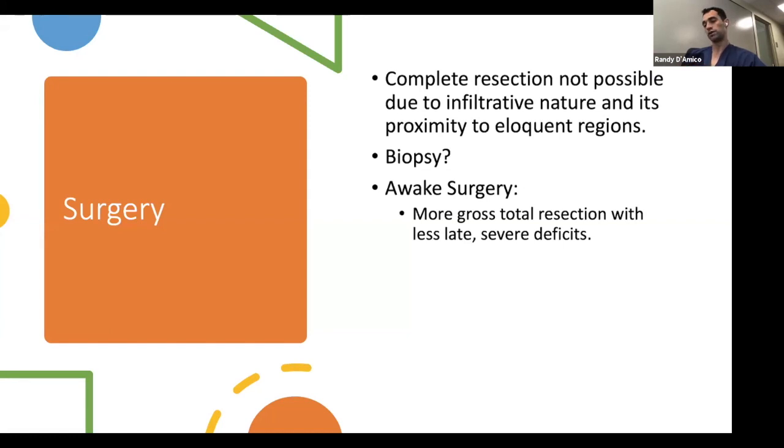And so you're exposed, they're awake, and then you want them to perform a task that is relevant to the location of your tumor. So you have to understand the anatomy. And that may be talking, all right? Language is an extremely complex neurologic function. And so typically we'll have them perform 3 or 4 different naming or reading tasks that involve different components of speech. And that way we can assess and make sure we're not compromising any function, okay?